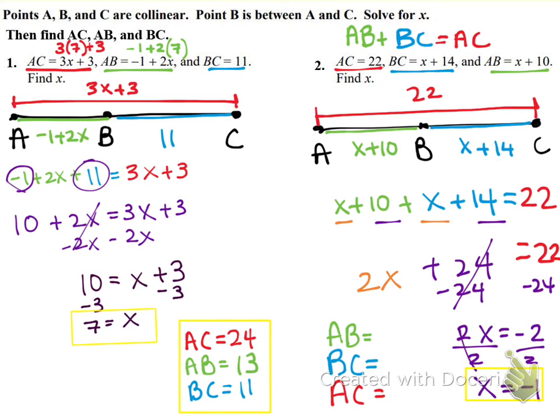Okay, so let's start with AB. What was the length of AB? Well, x plus 10. So negative 1 plus 10, which is 9. And then the length of BC was x plus 14. Negative 1 plus 14 is 13. And then you can check yourself, because 9 plus 13 is 22.